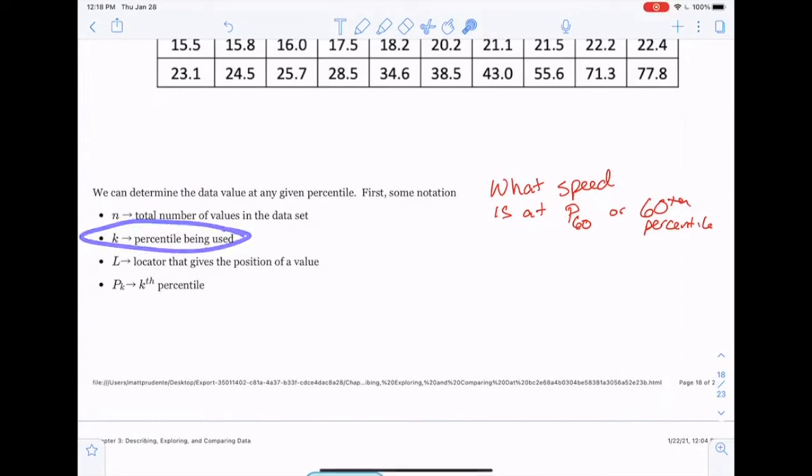K is the percentile being used. So in this case, K is going to be 60 because it's the 60th percentile. N is going to be 50 because there are 50 data points.